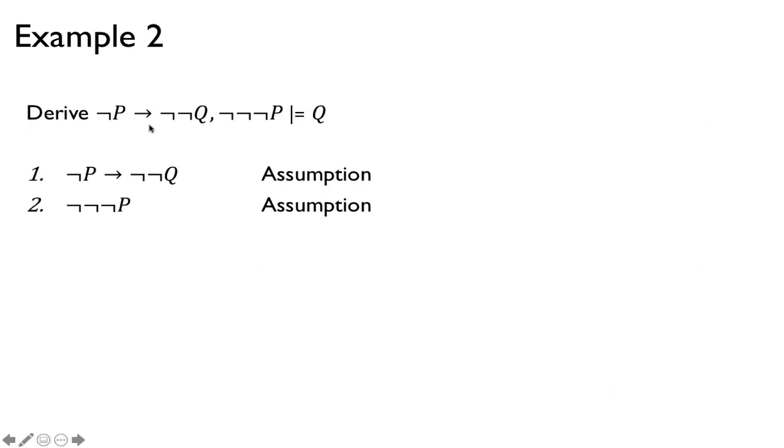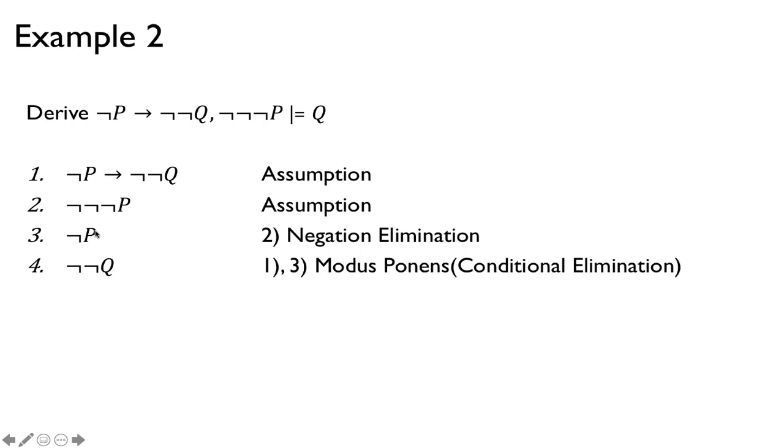Okay, example number 2. Suppose we have not P implies not Q, and then not P. Can we show that this entails Q? So again, these are assumptions. We always put the assumptions first. And then we can use the negation elimination. So this says that I can eliminate 2 negations. That gives me not not P, from sentence 2. And then because of not P and not P implies not Q, we can use conditional elimination again. Combine those to eliminate the conditional and get not Q. Use negation elimination again to get Q, which is what we want to prove.